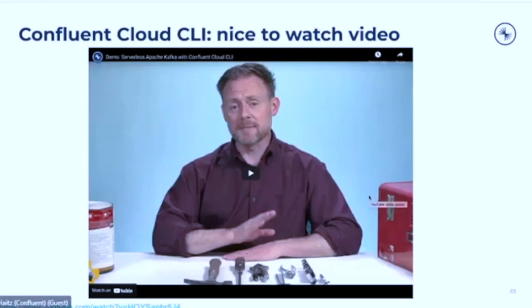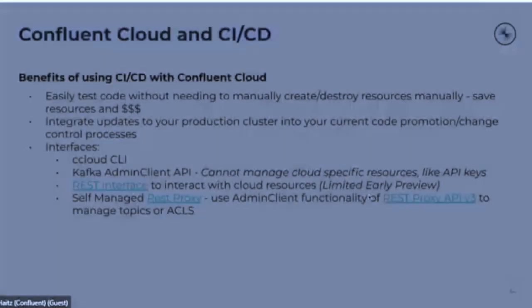Again, just another resource for starting out with the CLI. Similar to the example on the previous slide, it steps through how the Confluent Cloud CLI can be used to automate all the activities around creating clusters and other resources in Confluent Cloud.